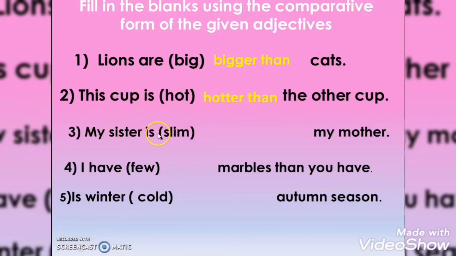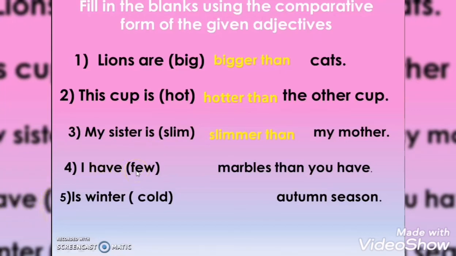My sister is slim. My mother, she is very thin. We said slim means she is very thin. So slim is consonant, vowel, consonant. It ends with three letters, consonant, vowel, consonant. So what should I do for the letter M? I should double it. My sister is slimmer. Then I should add the word than. Slimmer than.